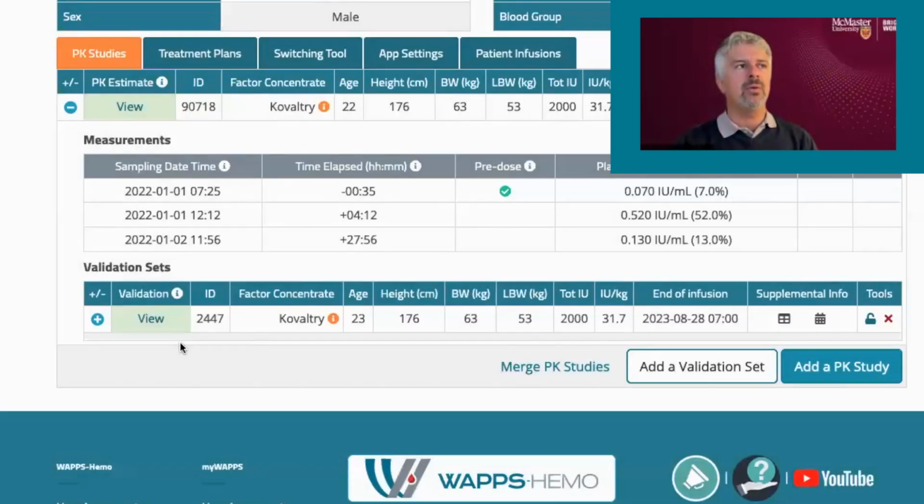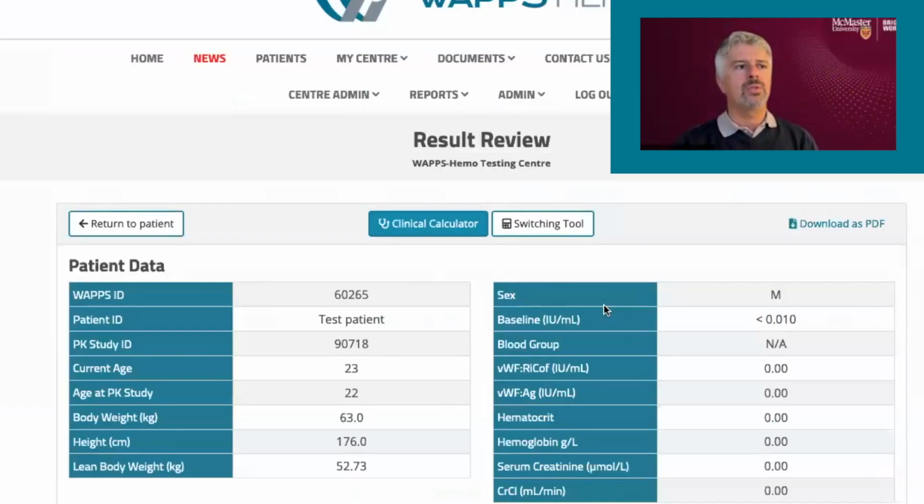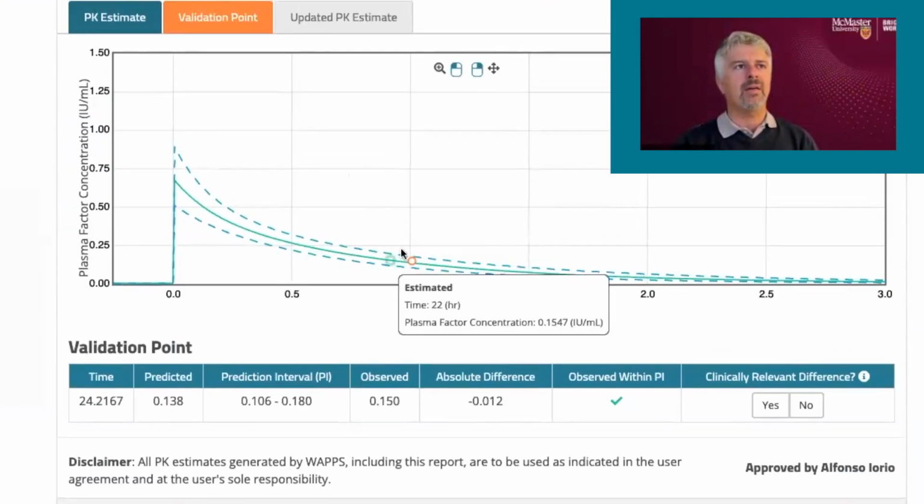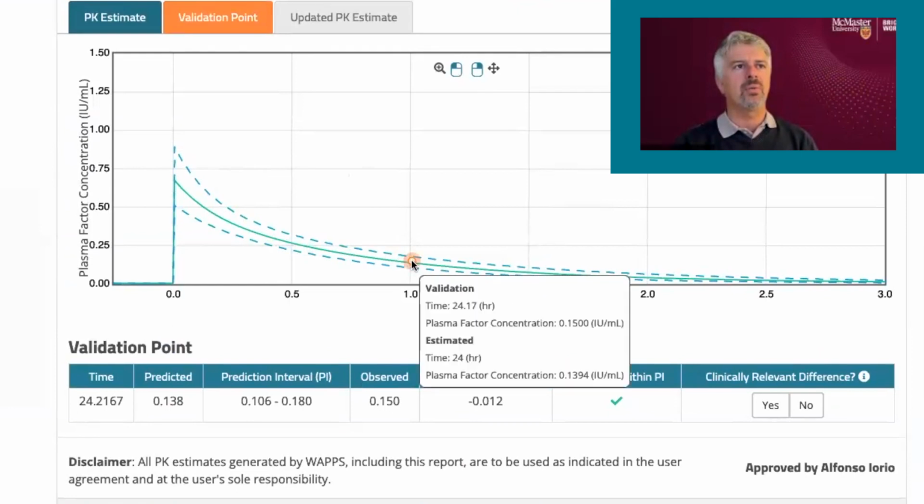So you say, okay, and now you can view the validation result. So it is you and WOPS. There's no one in between. If I click on view, what you see is a graph like this that shows you where that point is.